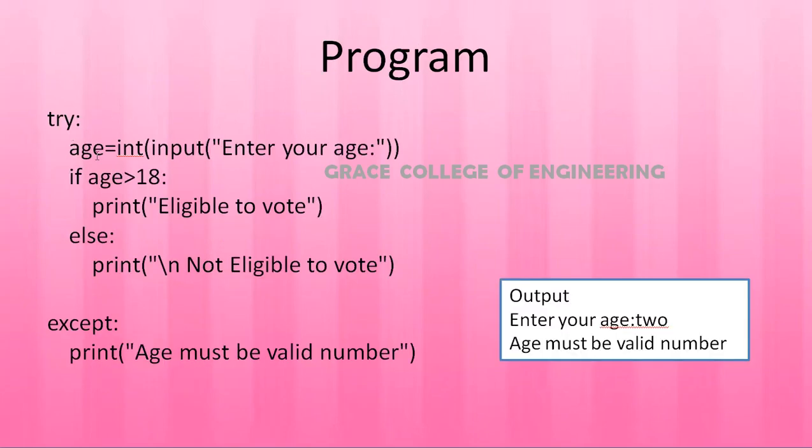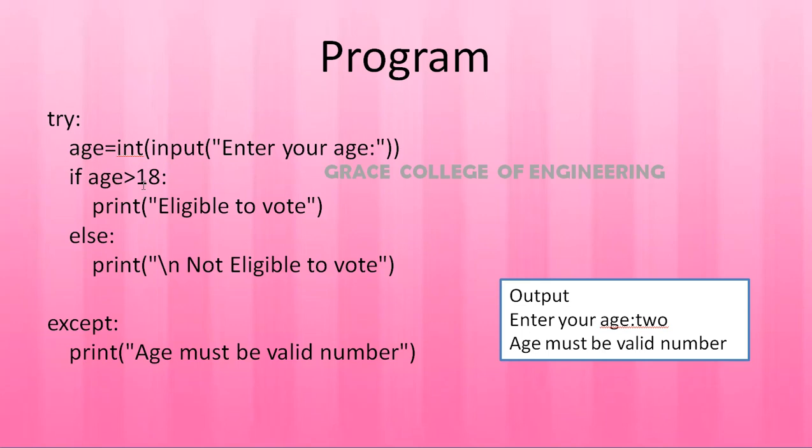First try colon, age is equal to int input of enter your age. You are getting the input from the user, so that this input function is used. By default, Python will give you string data type of values. Here I need an integer, right? So that int type conversion is used here. It will be converted to integer. Next, after doing all this work, it will be stored in the age variable.